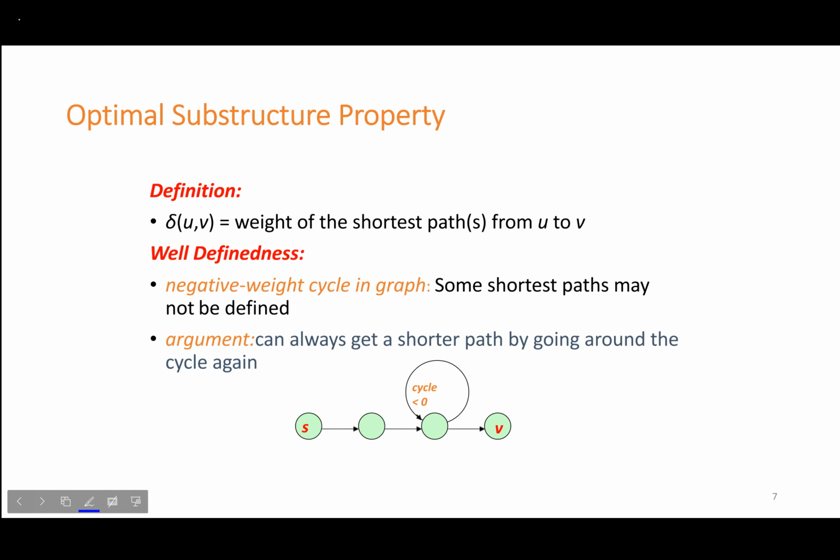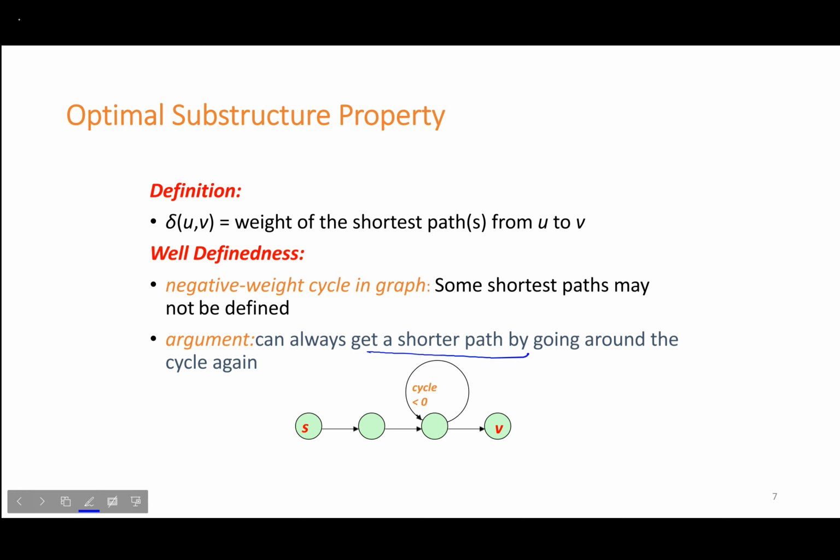In the shortest path, usually we talk about positive weights. If your shortest path includes a cycle, usually we ignore negative weight cycles. If a shortest path includes a negative weight cycle, the shortest path is not well defined. The algorithms we talk about do not cover negative weight cycles in the graph. The reason is that we can always get a shorter path by going around the cycle again and again.